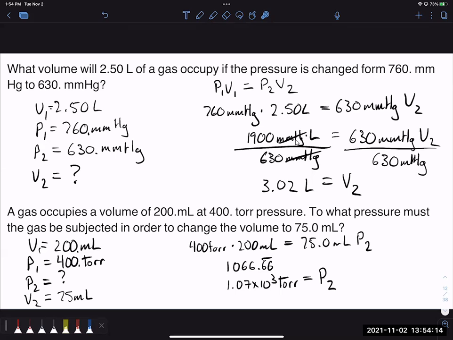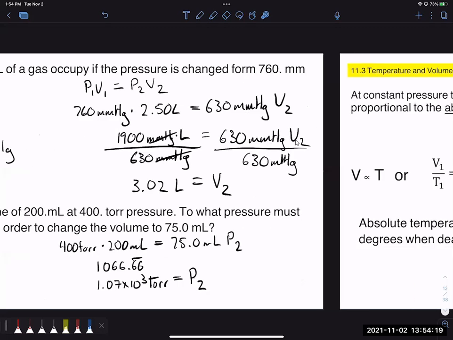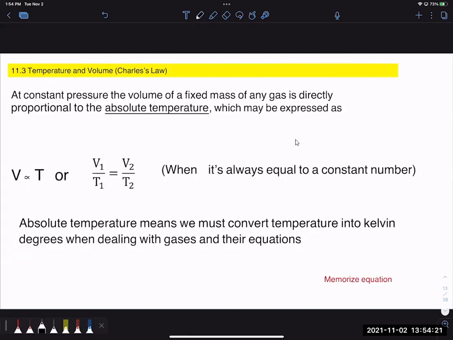Any questions on those? Build in the stack. So this is the beginning. It'll get more complicated when we get to the complete gas law, the ideal gas law.